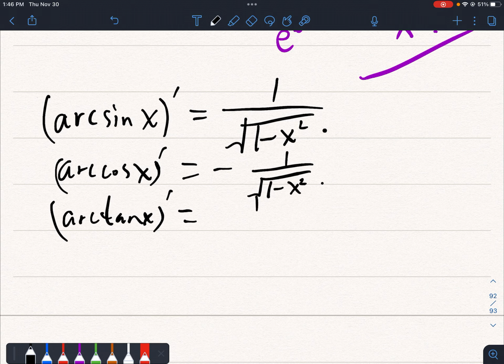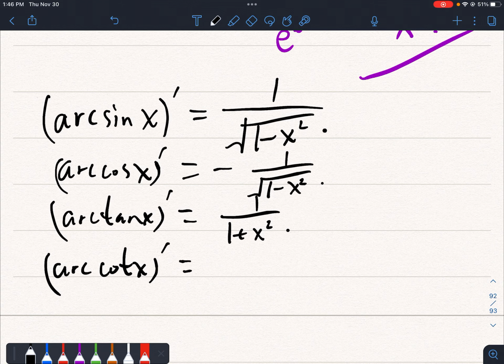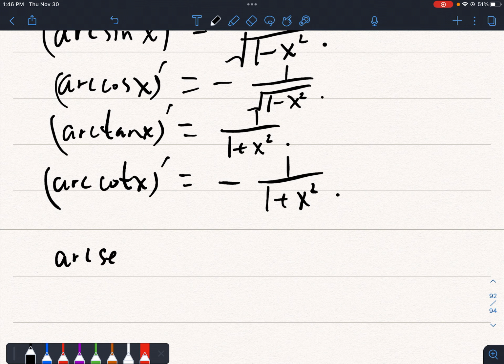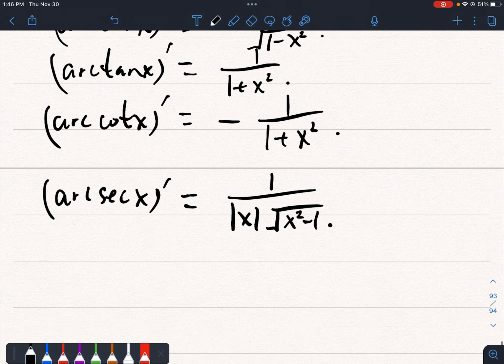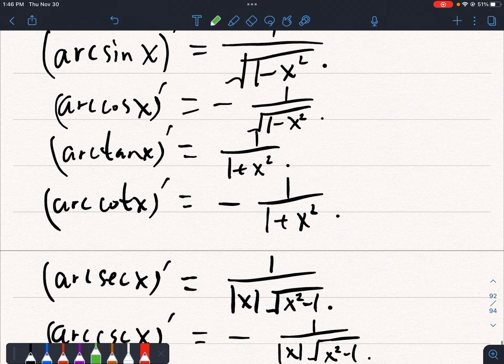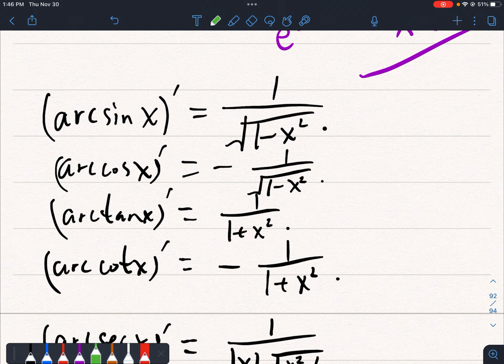And then arc cos is simply negative 1 over square root of 1 minus x squared. And then arc tangent of x has its derivative equal to 1 over 1 plus x squared. And arc cotangent x has its derivative equal to minus 1 over 1 plus x squared. If we talk about arc secant of x, then the derivative is equal to 1 over the absolute value of x times the square root of x squared minus 1. And the derivative of arc cosecant is simply minus 1 over absolute value of x times square root of x squared minus 1. And then one might be interested why.